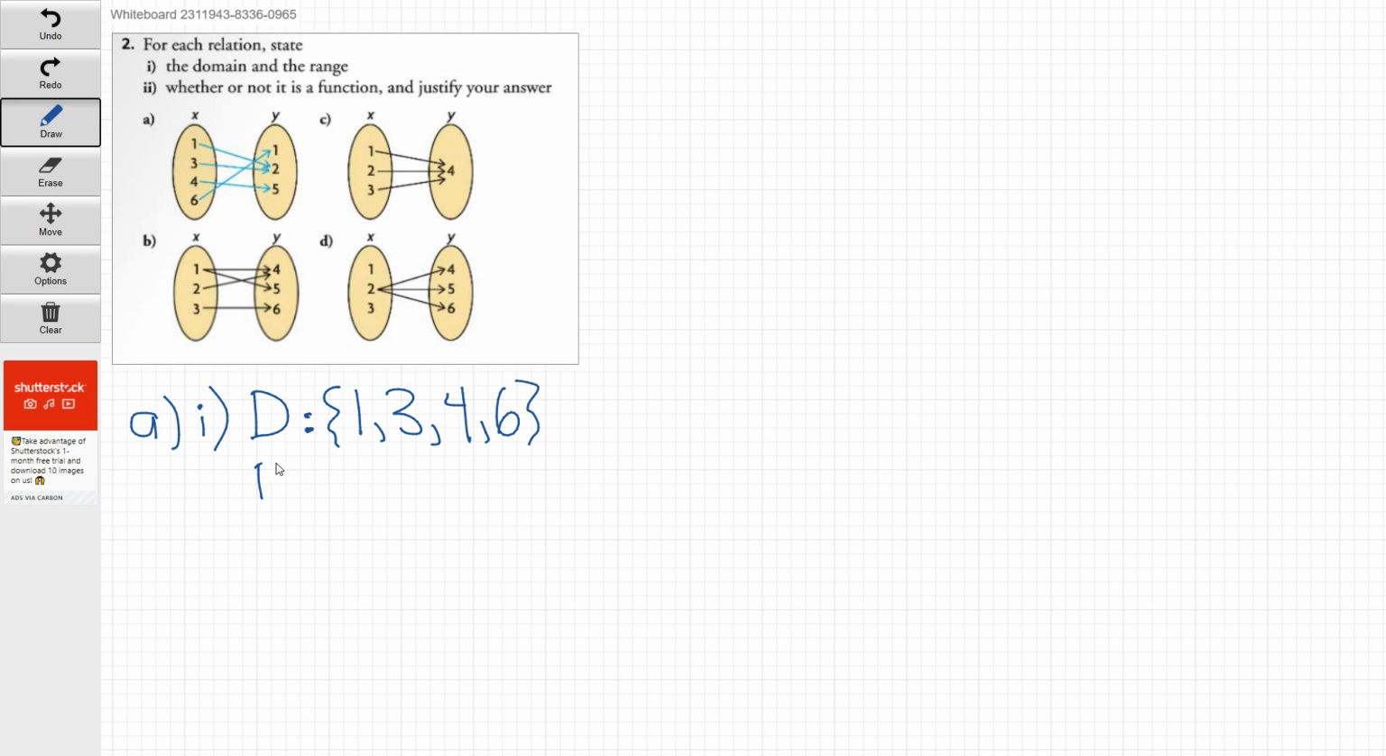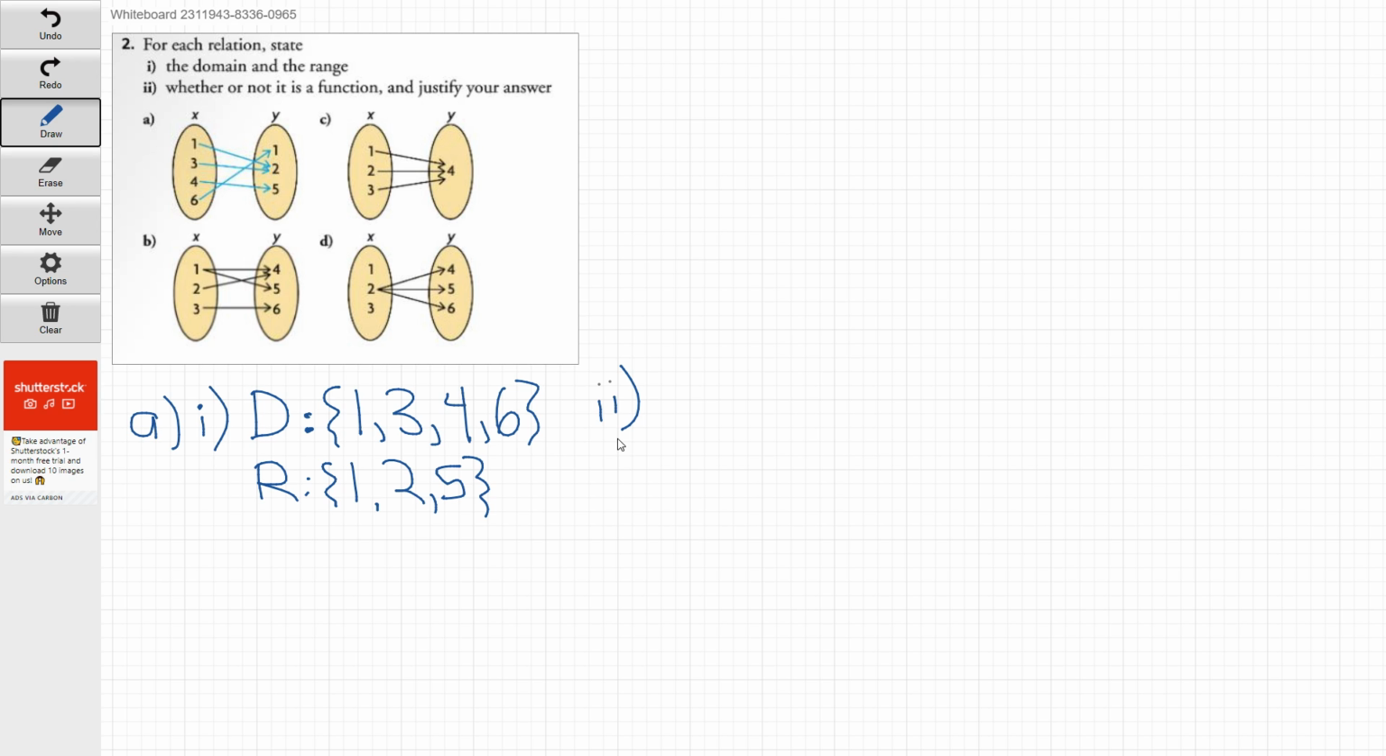Alright, and for our range, we're going to have all the possible y values. So if you look in this circle here, we have 1, 2, and 5. Great. Now part 2 for that is whether or not it is a function, and justify your answer.